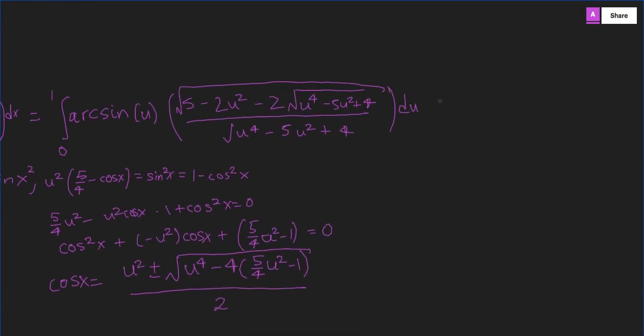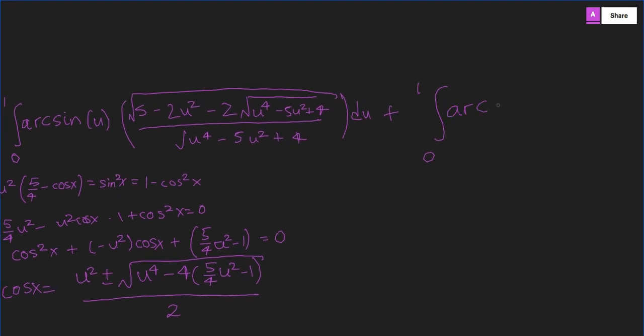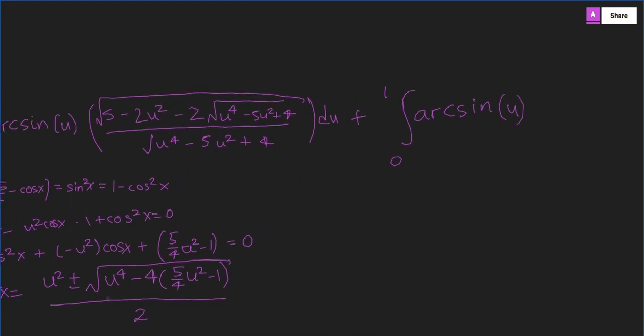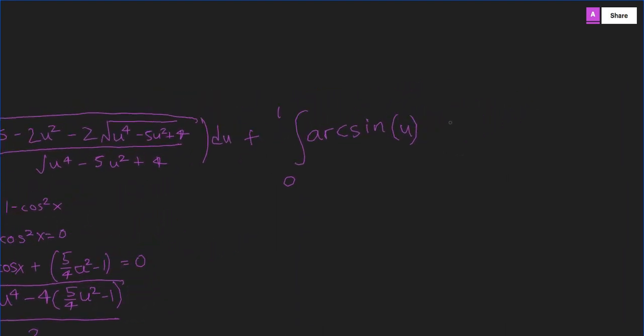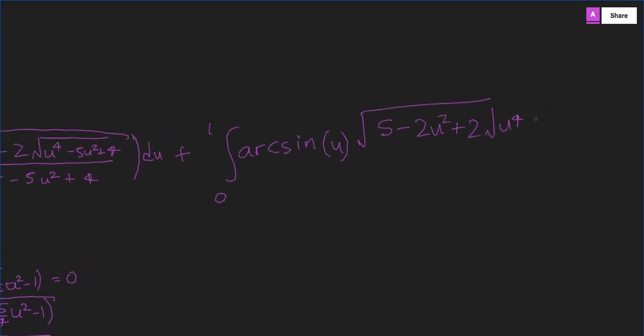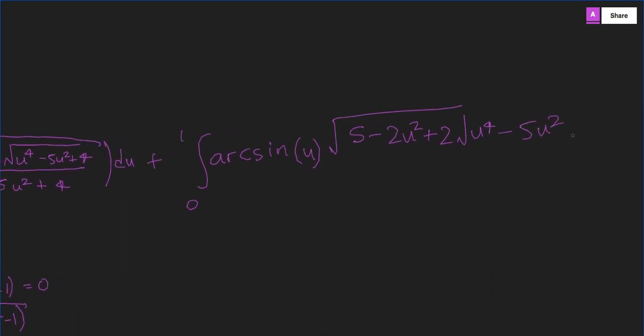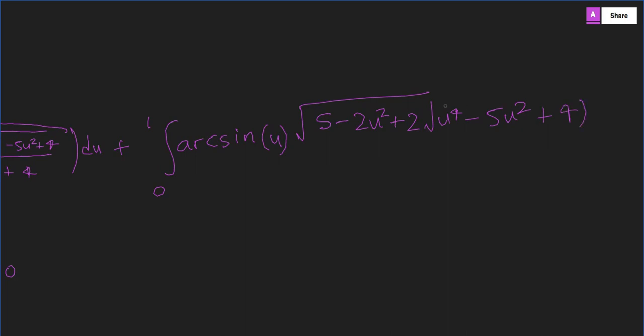So now this becomes plus the integral from 0 to 1 of the positive part, that's arcsin u, and our multiplying factor for the positive part of the solution is going to be the same thing but root of 5 minus 2u square plus 2 root u to the power 4 minus 5u square plus 4, divided by, again, u to the power 4, sorry, that's my bad, u to the power 4 minus 5u square plus 4.